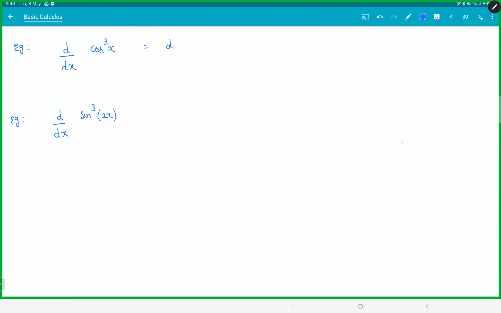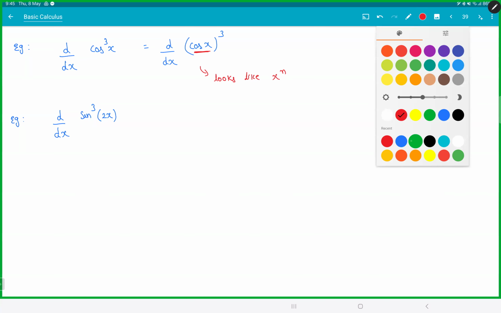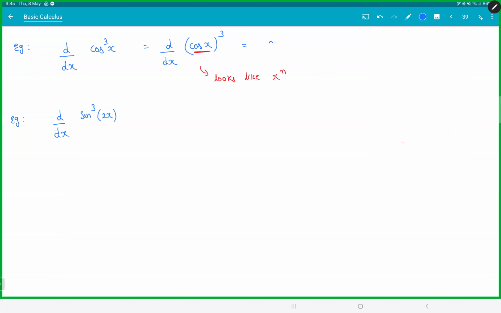So this thing is what? This is d by dx of cos x ka whole cube. This looks like x power n. But it is not x power n. It is a function to the power of 3. So this would be 3 into the function, which is cos x, to the power 3 minus 1. But inside it is not x, so you have to differentiate that again. So you have to keep differentiating till you get x, so cos x. Cos x ka differential is minus sin x. This is 3 cos square x into minus sin x. This is minus 3 sin x cos square x.